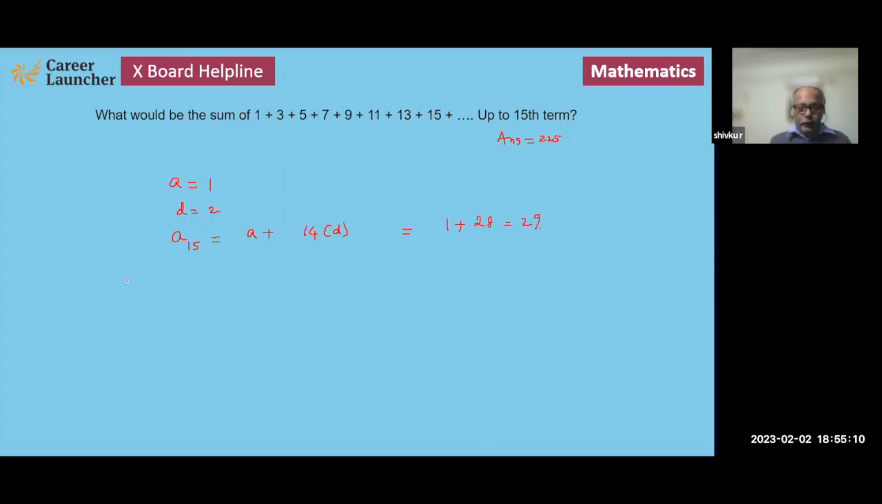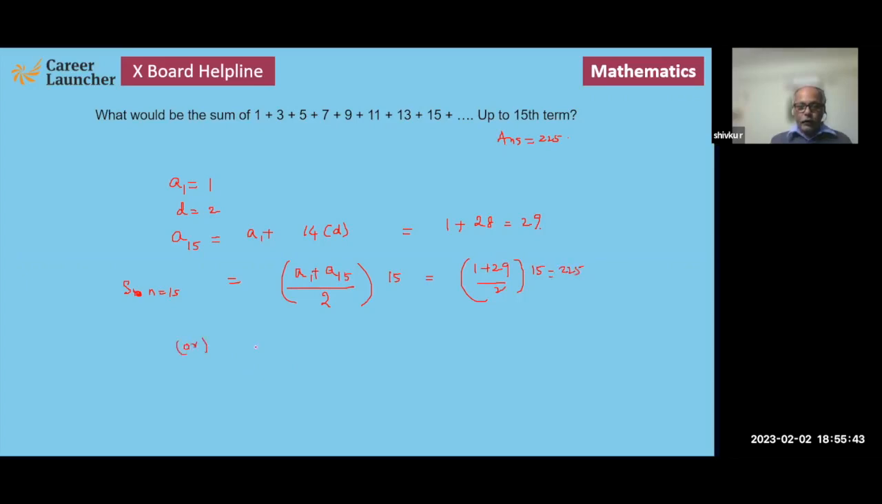Now, if I want to find out the sum to n terms, right, in this case n is equal to 15, sum to n terms of the series, there are two methods I can do. I can use the first, A1 plus A15. So let me write this as A1 here. A1 plus A15 by 2 into the total number of terms, that is 15, which is equal to 1 plus 29 by 2 into 15, which is equal to 225.